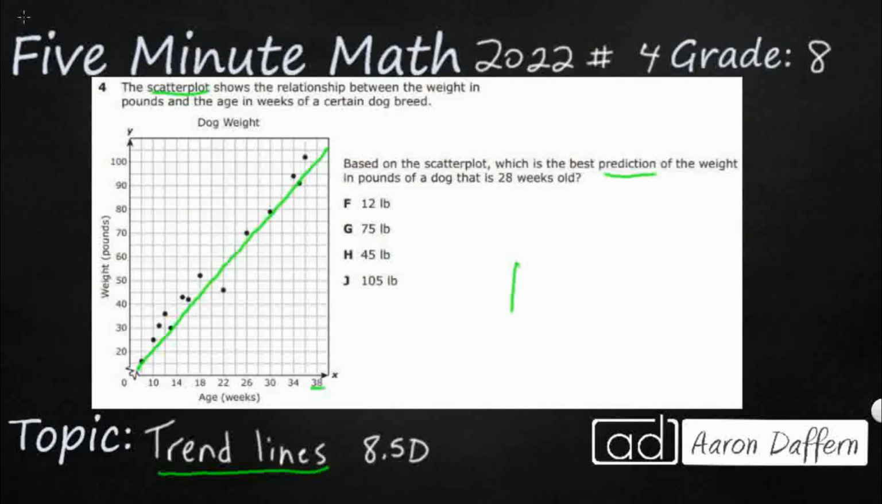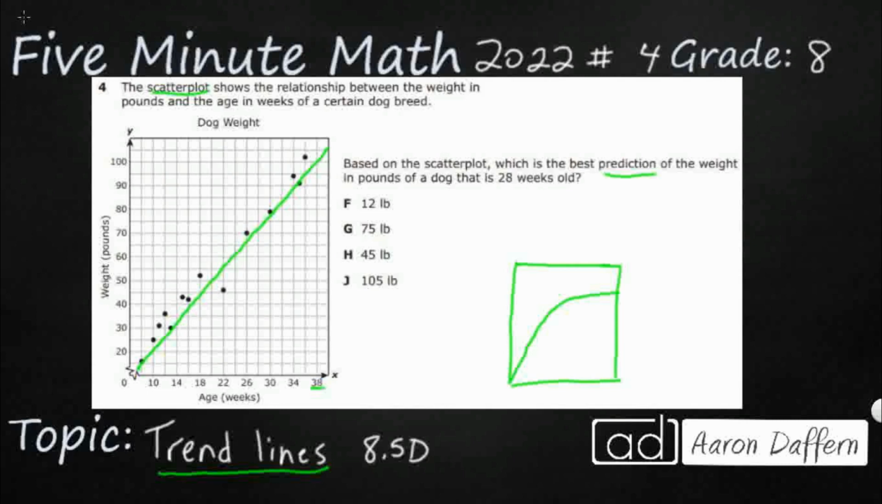I would expect, if this goes older, right, dogs don't continue to gain weight. Eventually they get full size. I would expect this, if we were to continue this, would taper off like that a little bit, just because adult dogs typically maintain their weight. But that's not what we're dealing with here.